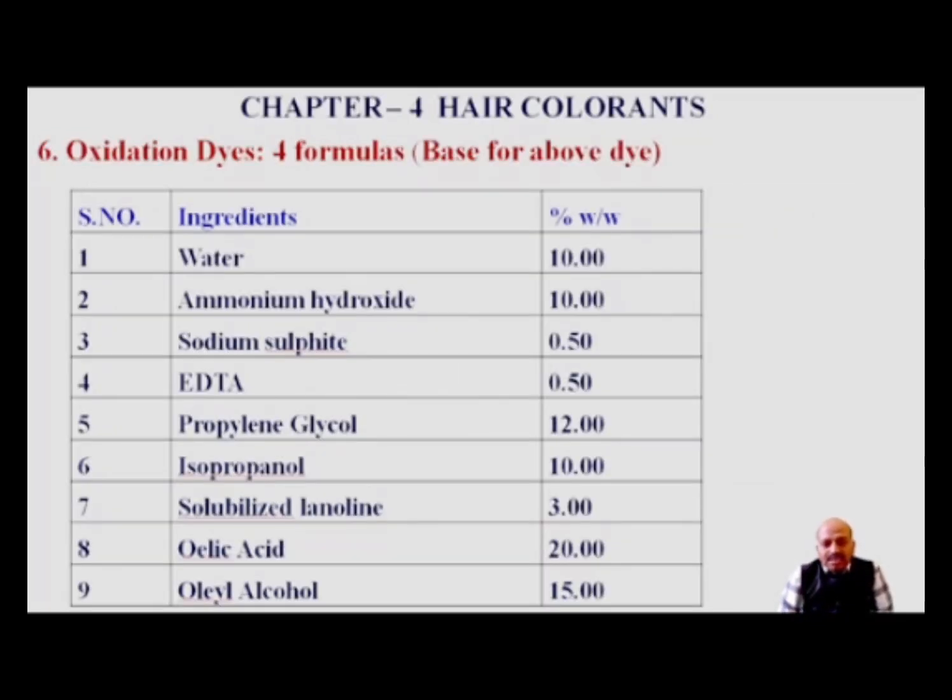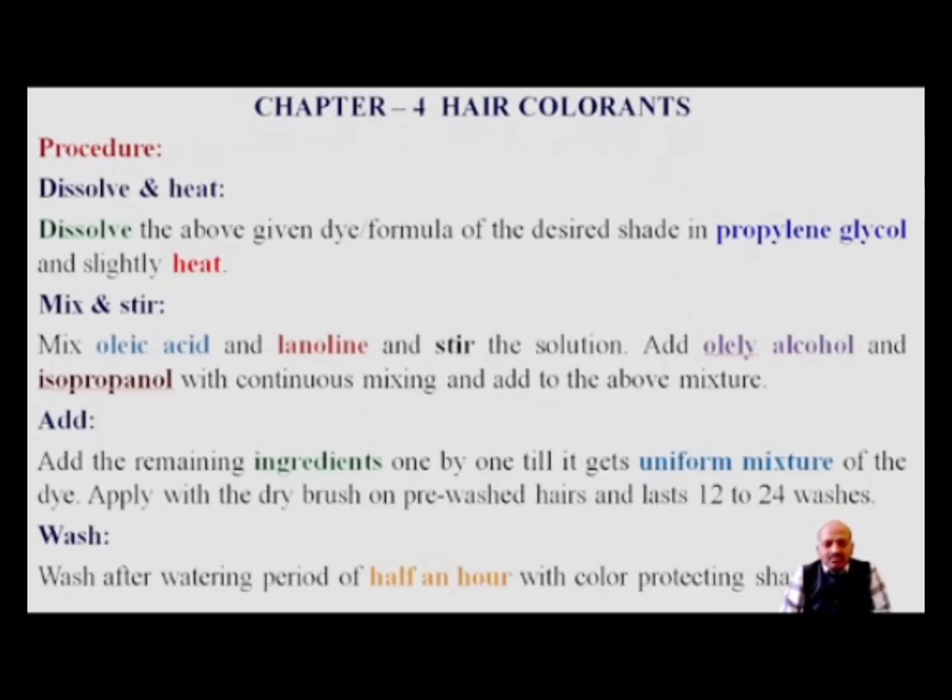And coming to the oxidation dyes, there are different types of other ingredients in this. This is the base for the above dye. Serial number, ingredients, and percentage weight by weight. If you see, water 10%, ammonium hydroxide 10%, sodium sulfide 0.5%, EDTA 0.5%, propylene glycol 12%, isopropanol 10%, solubilized lanolin 3%, oleic acid 20%, oleyl alcohol 15%. This is about the formula for the oxidation dyes.